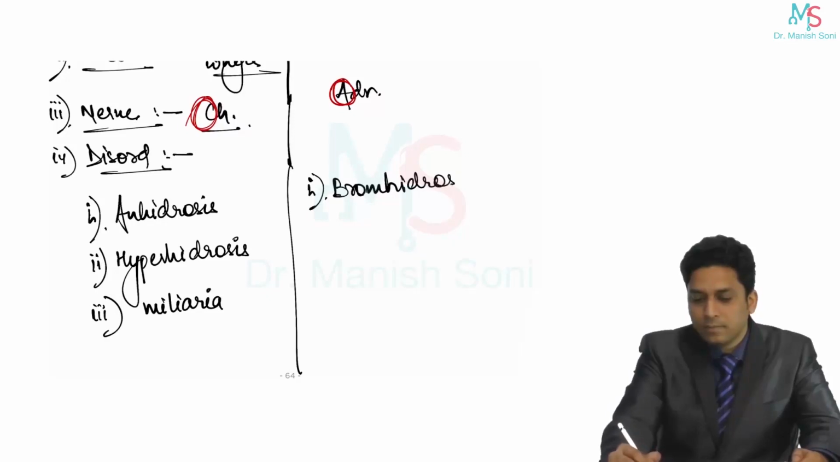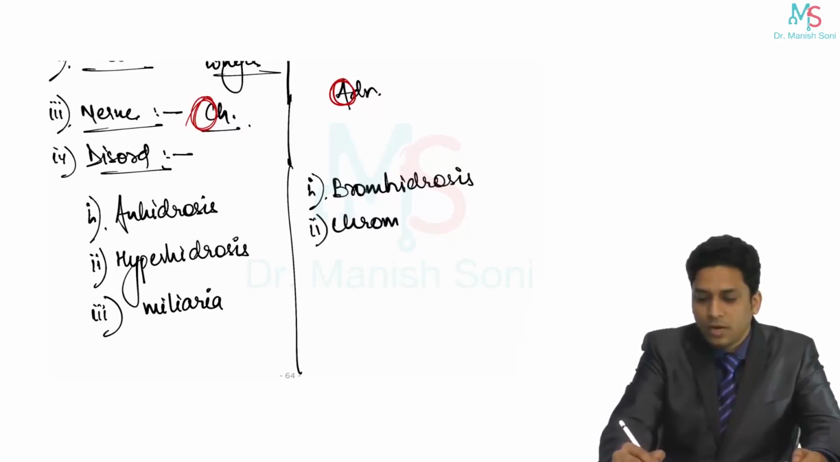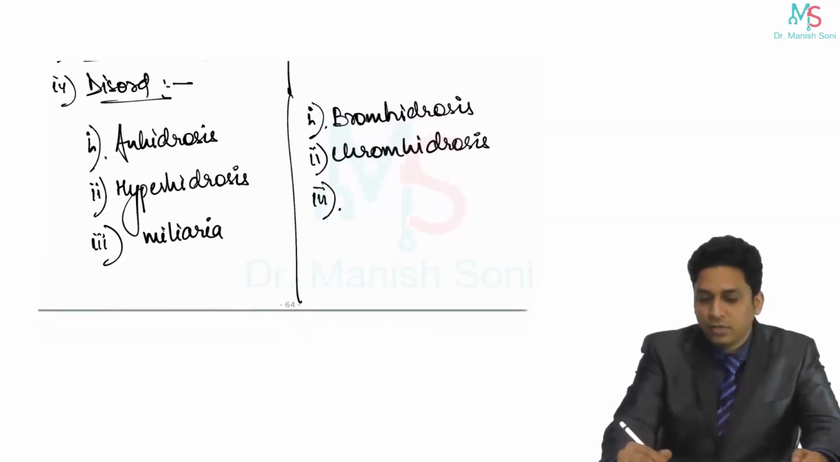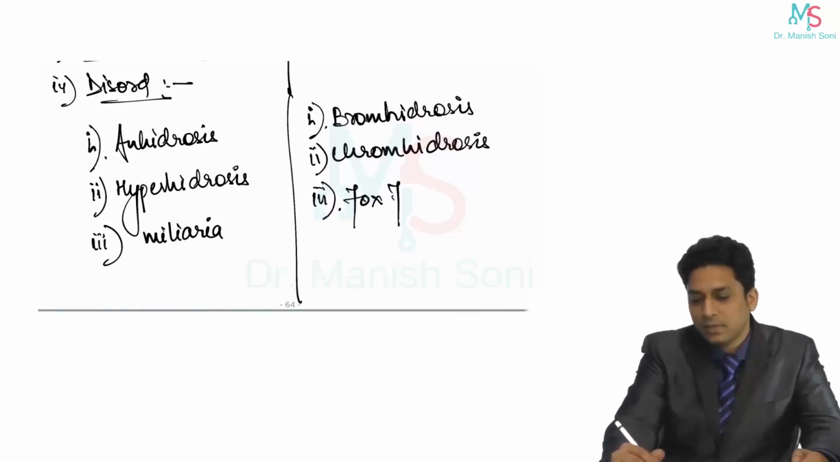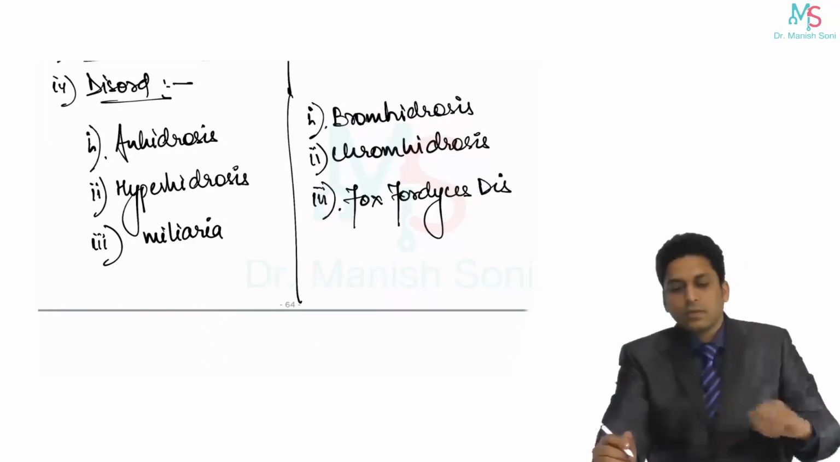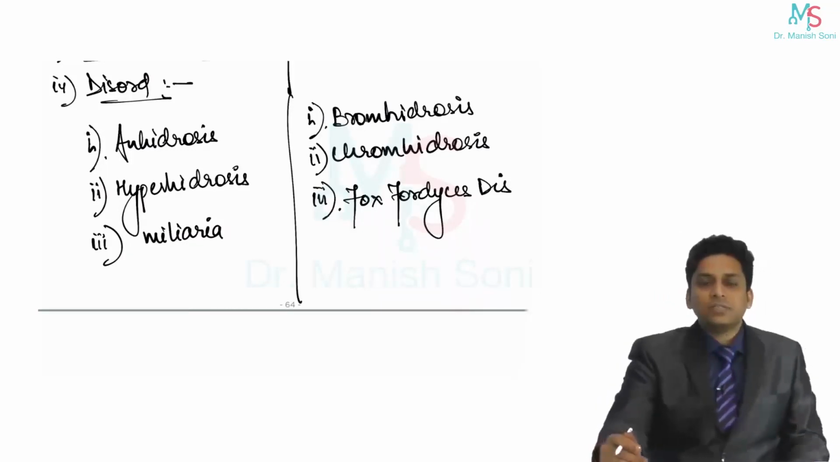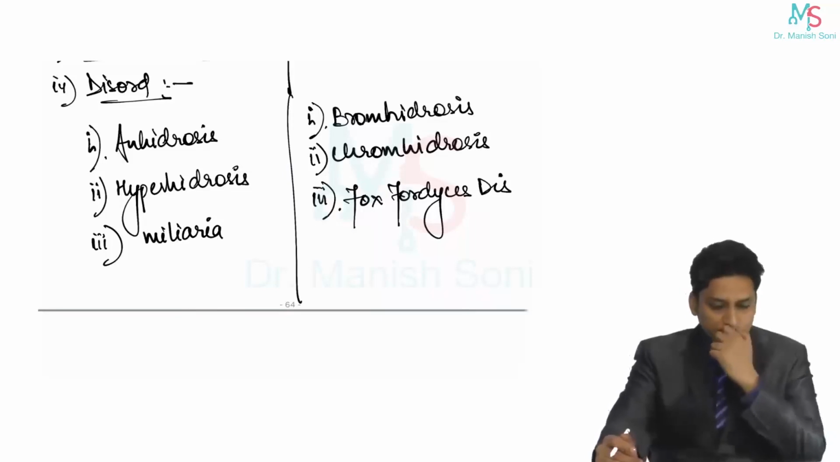bromhidrosis, chromhidrosis, and Fox-Fordyce disease. So anhidrosis, hyperhidrosis, miliaria, and bromhidrosis, chromhidrosis, and Fox-Fordyce disease.